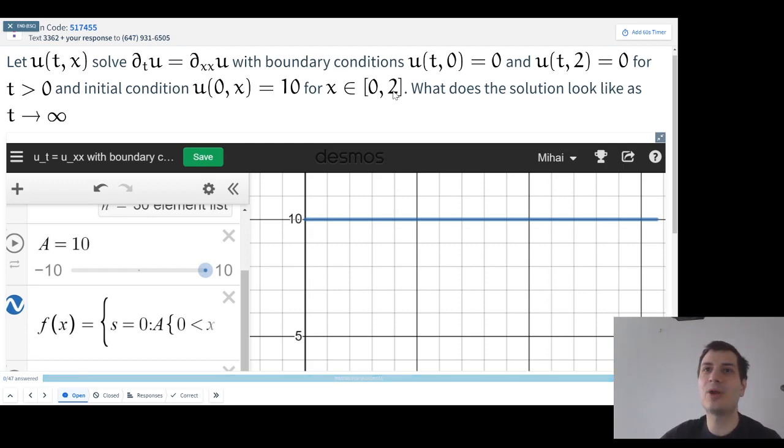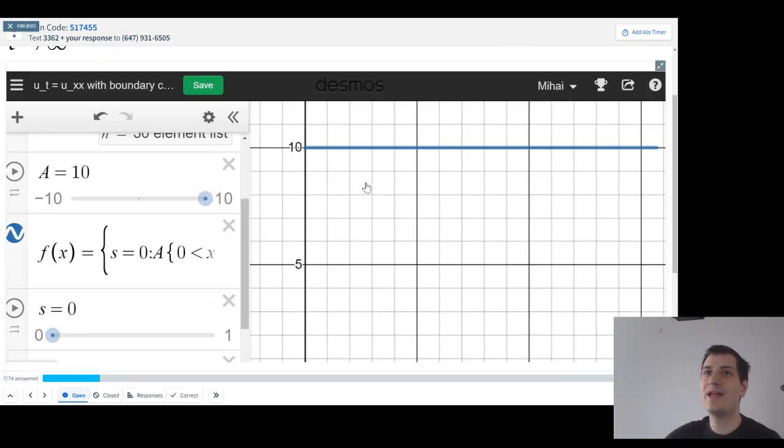Okay, so this is the same problem. In this one, L was 2, but that doesn't matter. And the initial condition was 10 instead of 20, but that also doesn't matter. And the question in Top Hat is, what does the solution look like as t goes to infinity? So you can look at the algebra, or you can just guess based on your understanding of how the thing is going to happen, and then we're going to hit play and see what happens.